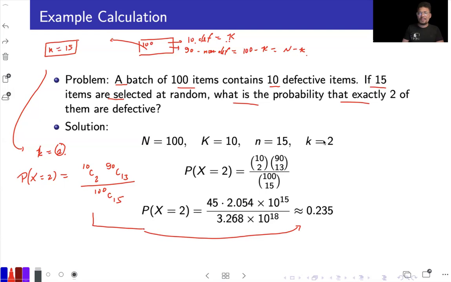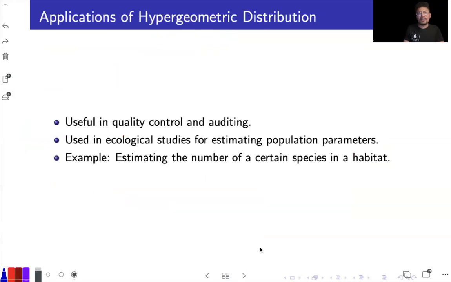So very simple concept. In this case, if you have to find the mean, you can simply find n into K over N. If you have to find the variance, apply the variance formula, and you'll get the variance also. Very simple concept. That is the basic idea about the hypergeometric distribution.